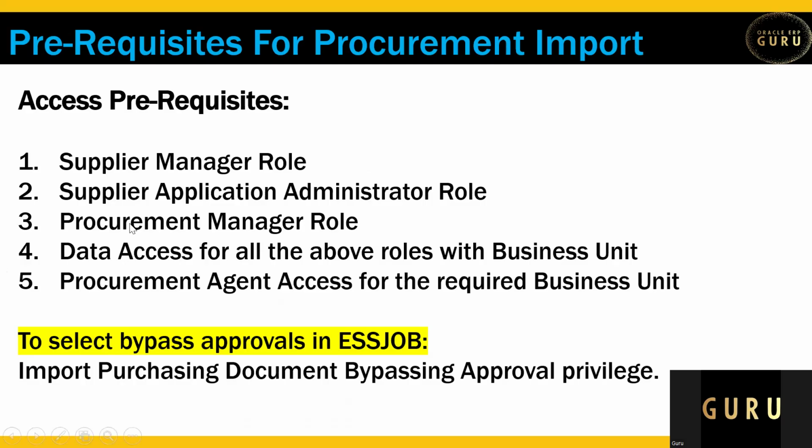Whatever role you have, make sure that all the job roles contain the necessary data access with business unit. And one more important thing is you should have the procurement agent access for the required business unit. For example, if you want to do the conversion with respect to the UK business unit, then you should have the procurement agent for the UK business unit. So these are the access level prerequisites.